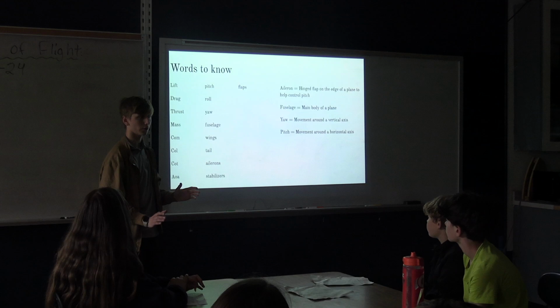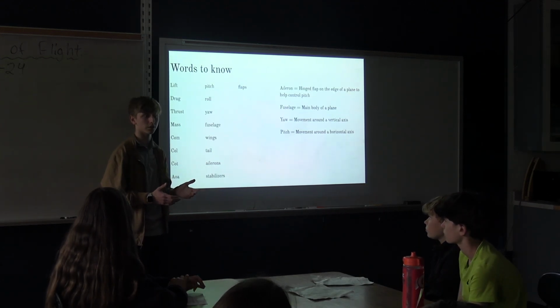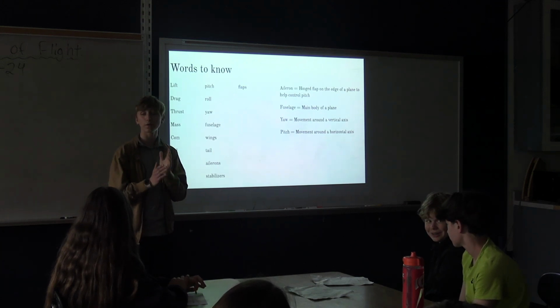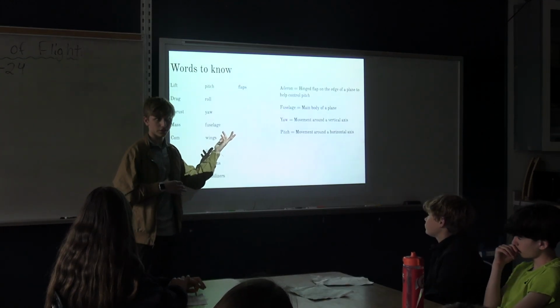Stabilizers. Does anybody know what those are? Has anybody heard the term vertical or horizontal stabilizers? It's on the tail of the plane. It's what keeps it facing the direction you want to go. Flaps. Does anybody know what flaps are?